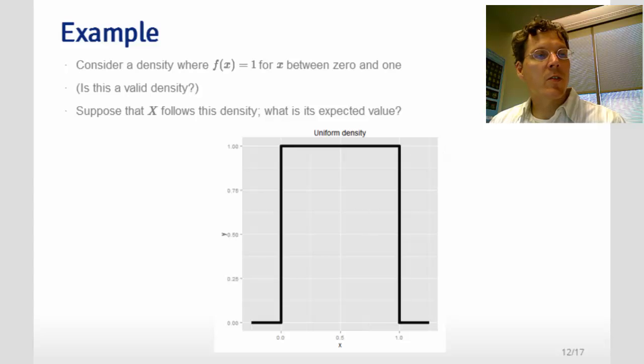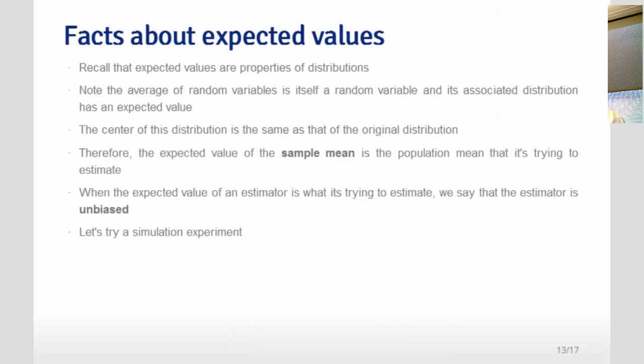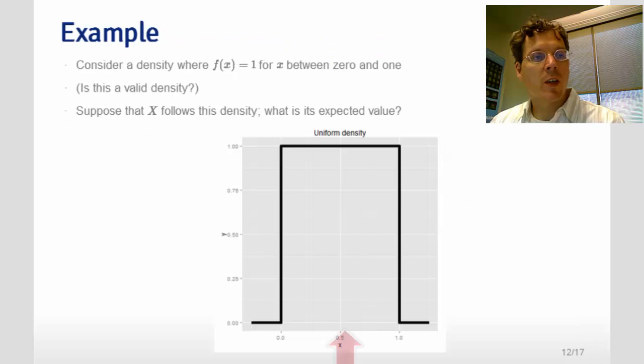So consider a density that's 1 between 0 and 1. Is it a valid density? The answer is yes. This is a well-known density called the uniform density. What is its expected value? If I were to cut this density out of a piece of wood, where would I put my finger to balance it out? Of course the answer would be 0.5 right here, which is exactly the expected value of the uniform density.